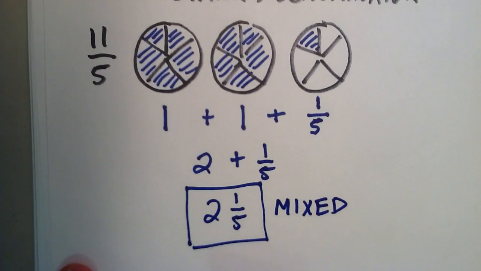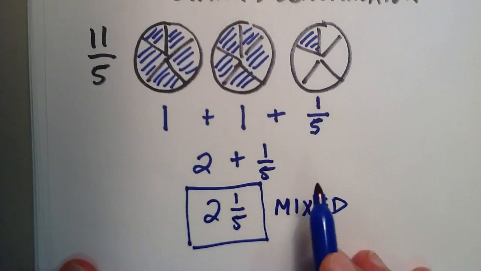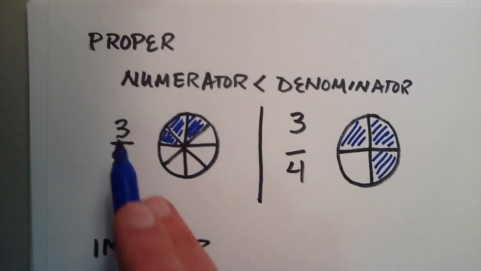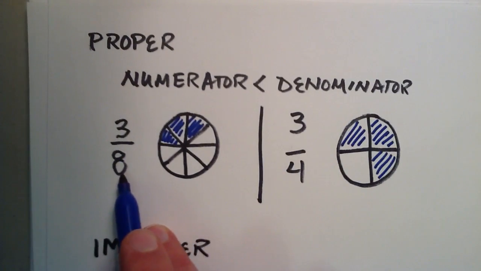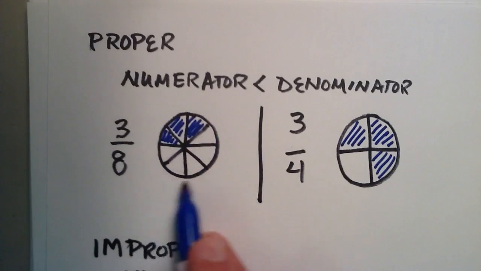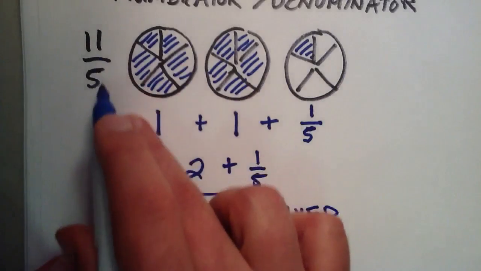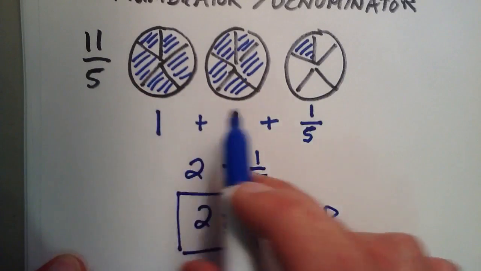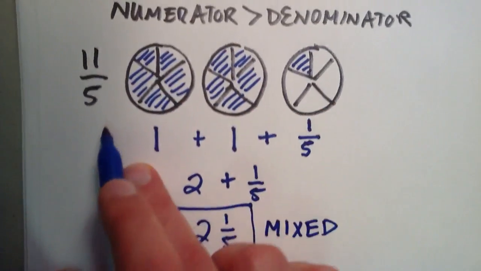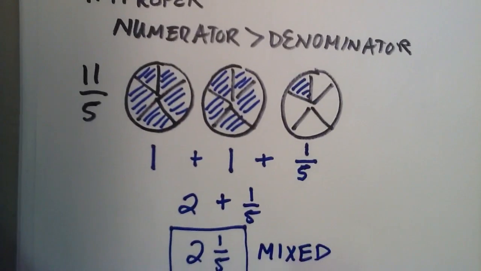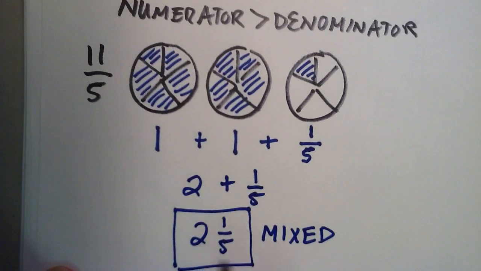So there you go. A proper fraction is basically something where the numerator is less than the denominator, and so the total value is less than 1. An improper fraction is a fraction that has a value greater than 1. The numerator is greater than the denominator. And an improper fraction can also be written as a mixed fraction.